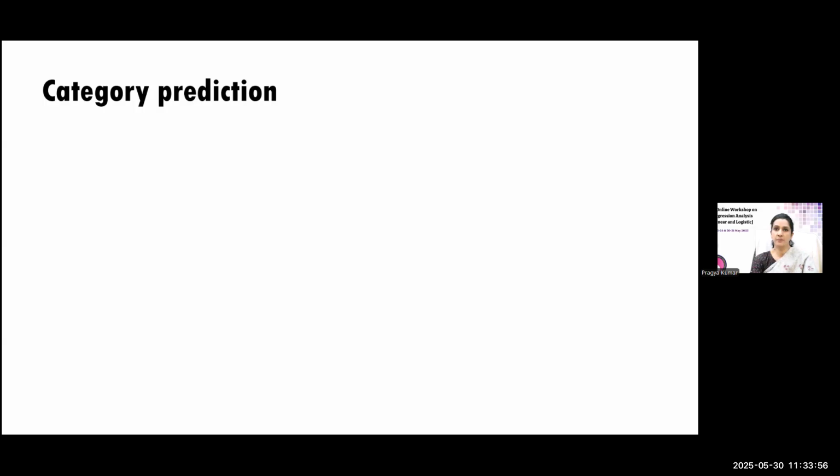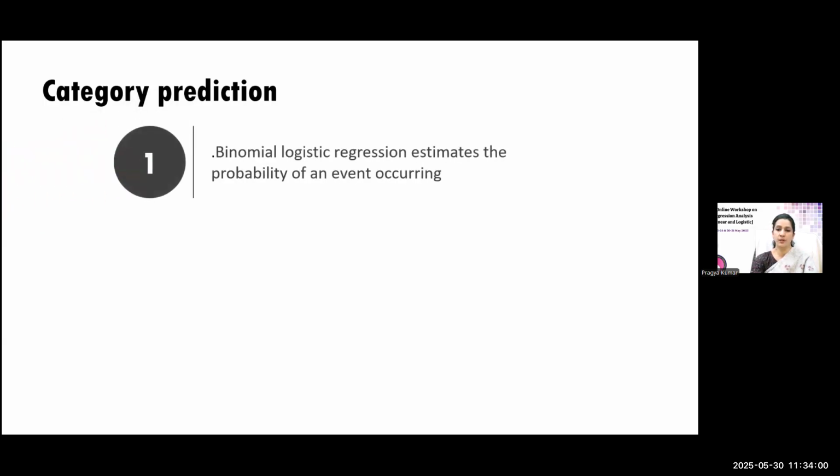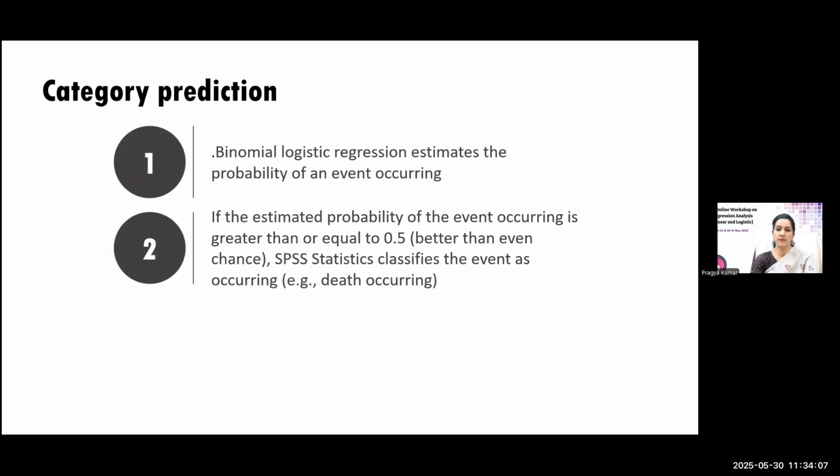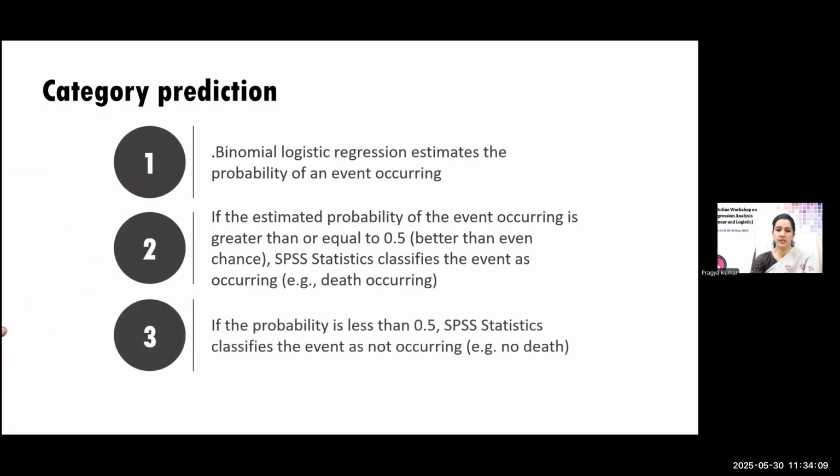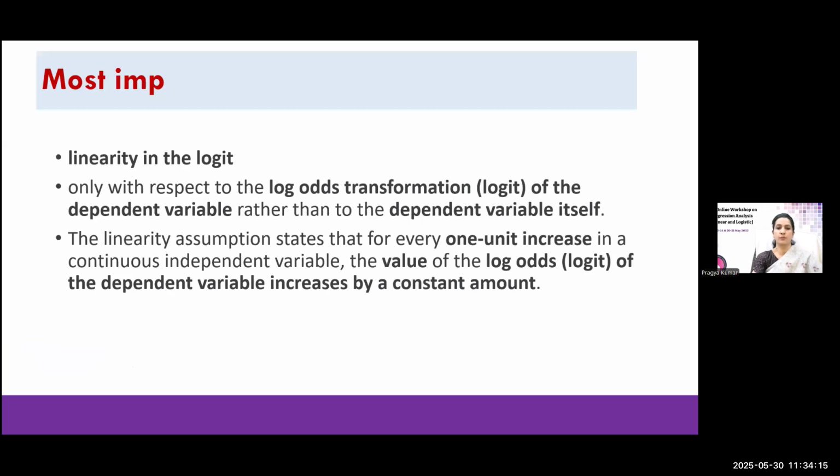Category prediction also we know: if the predicted probability is 0.5 or more, we say that the particular outcome has happened. And if the predicted probability is less than 0.5, it is classified as the event not happened. The most important thing in logistic regression is the linear function of the logit, which we call linearity in the logit.